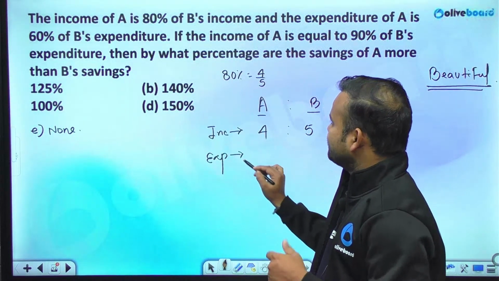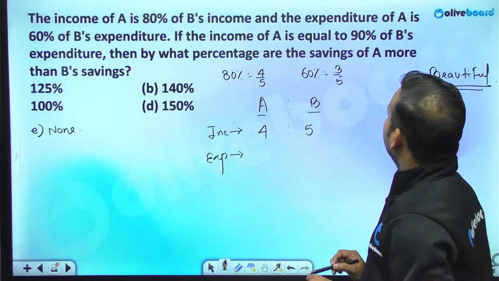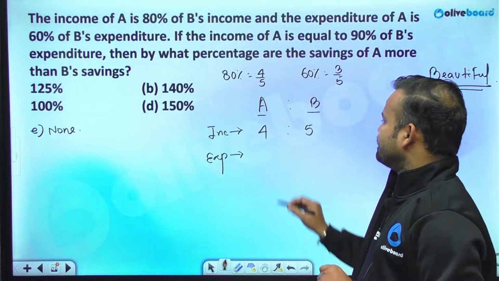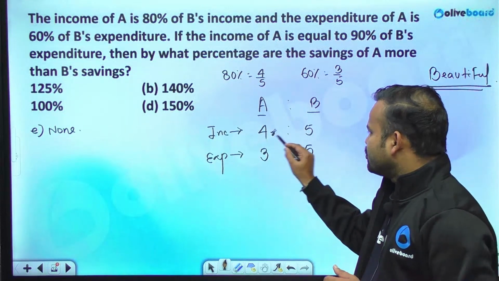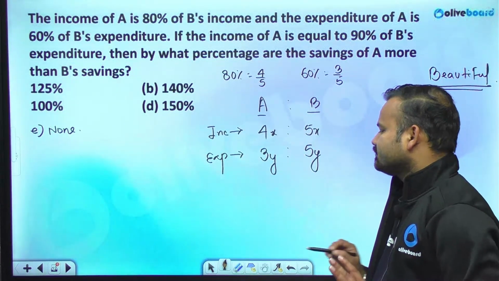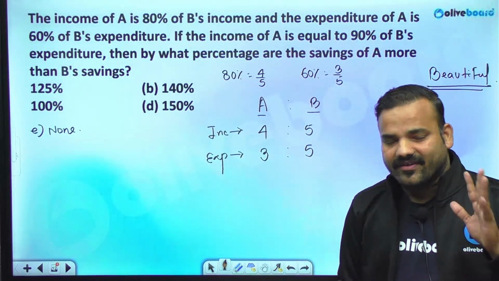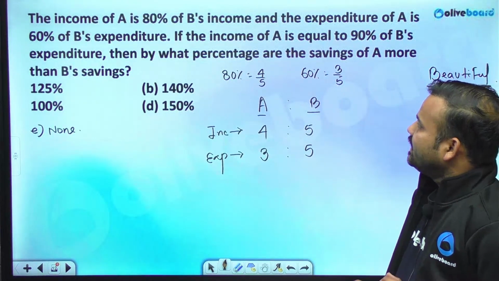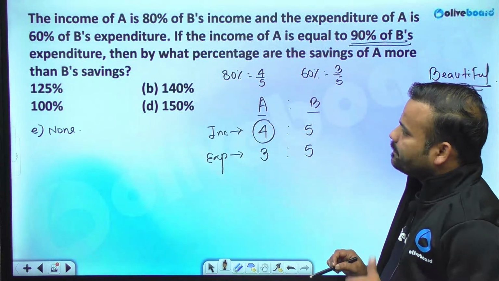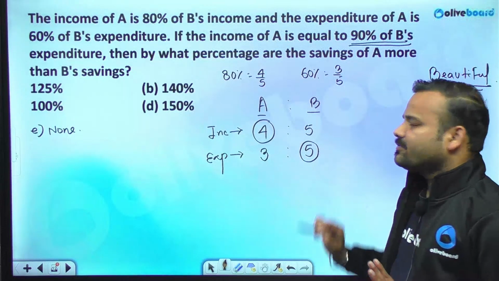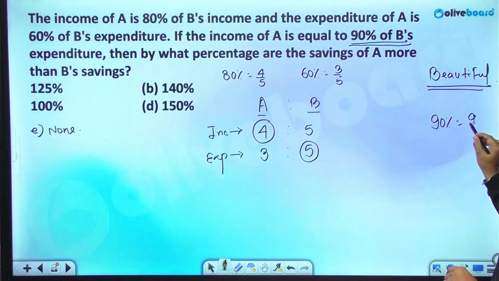And what about the ratio of their expenditure? That is 60%, and 60% is 3 by 5. The expenditure of A is 60% of B's expenditure, that means 3 and 5. So this should be in the ratio of X and this should be in the ratio of Y. But before solving this by X and Y, you should not be using X and Y everywhere unnecessarily. Fine. Let's see. If the income of A, this particular value, is 90% of B's expenditure. This is the expenditure of B. This has to be 90% of B's expenditure. So what is 90%? 90% means 9 by 10.